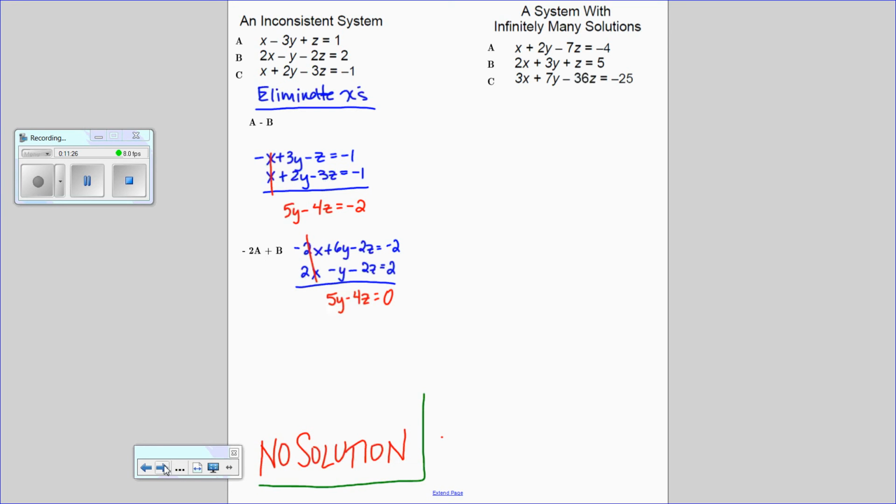First, I've done a minus b. When I combine those, I get 5y minus 4z equals negative 2. Then, I've done negative 2a plus b. This is the same thing as saying b minus 2a. This gives me 5y minus 4z equals 0. I think you can see an inconsistency here. It's not possible for 5y minus 4z to both equal negative 2 and 0 at the same time. So this system of equations has no solutions. We get to stop our work here.